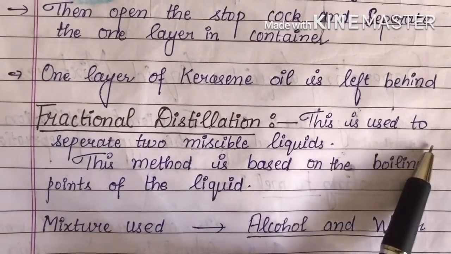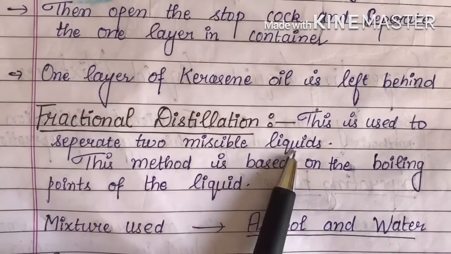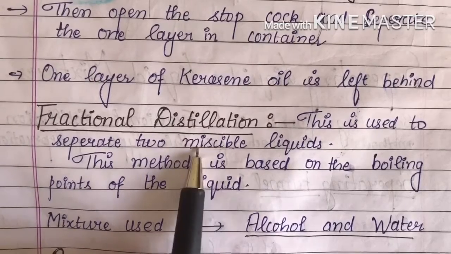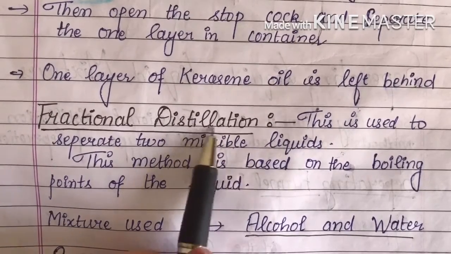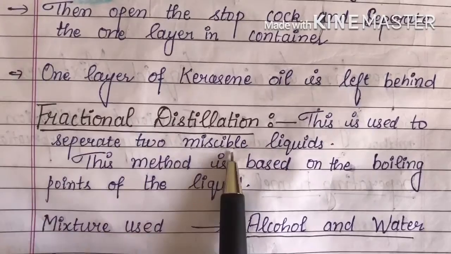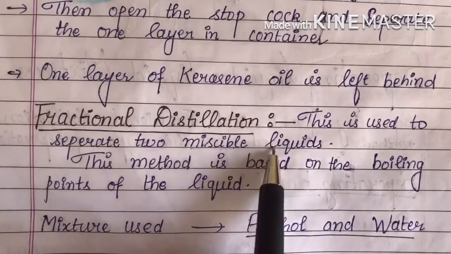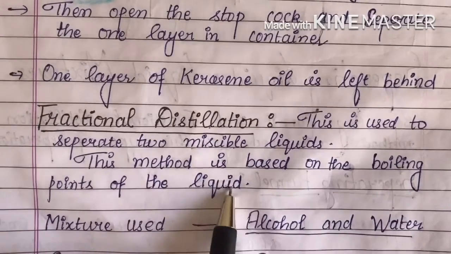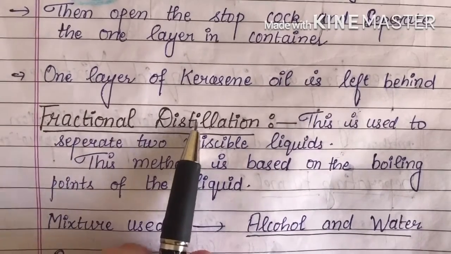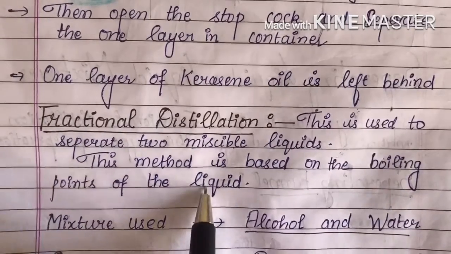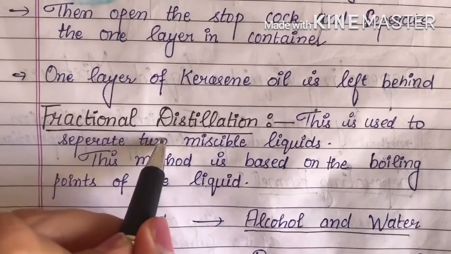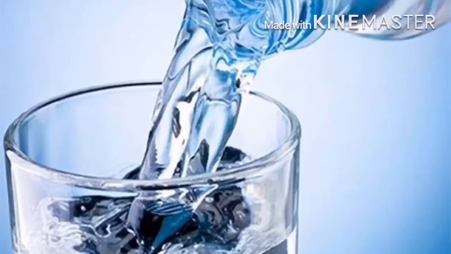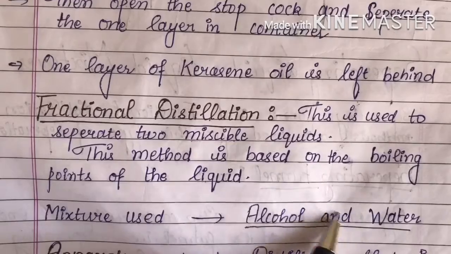This is the method used to separate two miscible liquids. What do we mean by miscible liquids? The mixtures that mix very well, which cannot be differentiated. Those are known as miscible liquids. This method is based on the boiling points of the liquids that we take in this method. The mixture used is alcohol and water. Here we take a mixture of alcohol and water.